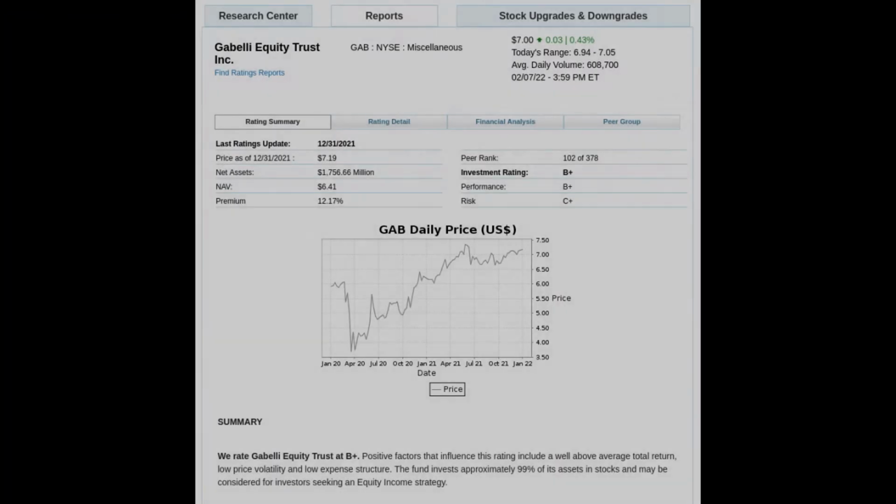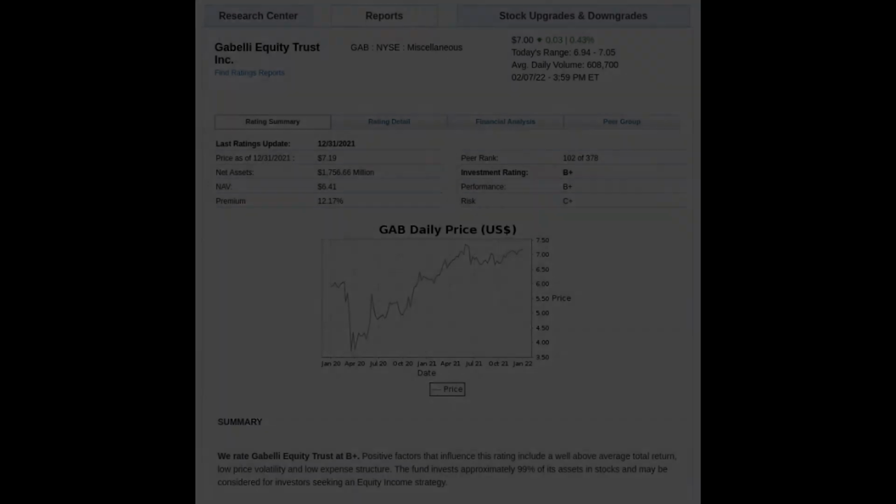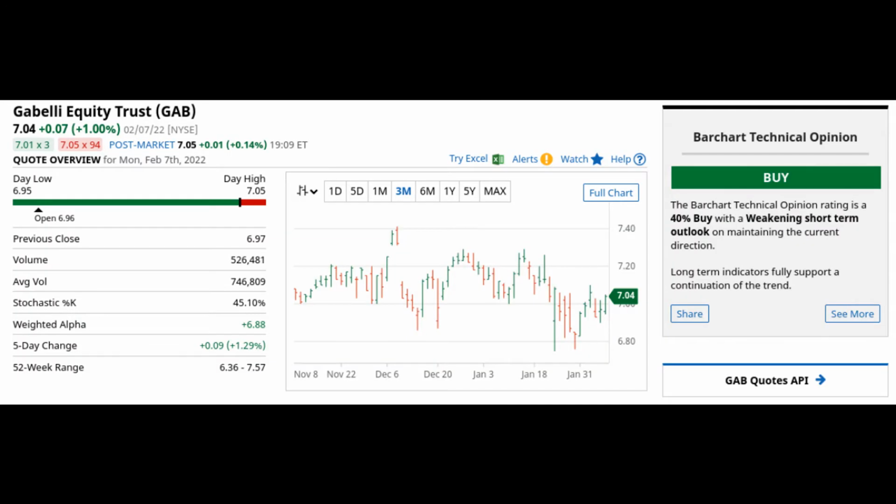The Street gives GAB an investment rating of B+, a performance rating of B+, and a risk rating of C+. Positive factors that influence this rating include a well above average total return, low price volatility, and low expense structure. The fund invests approximately 99% of its assets in stocks, and may be considered for investors seeking an equity income strategy. And last, let's look at Barchart.